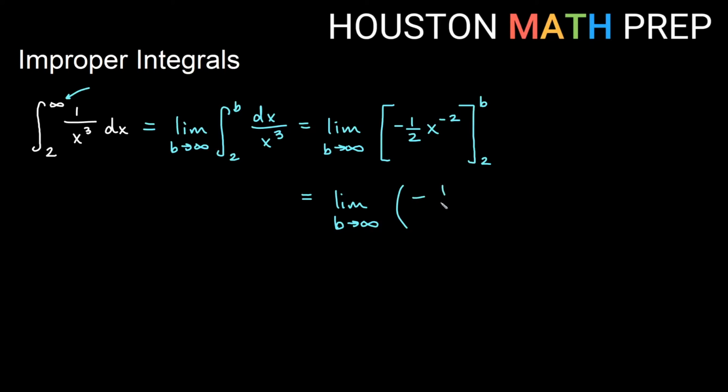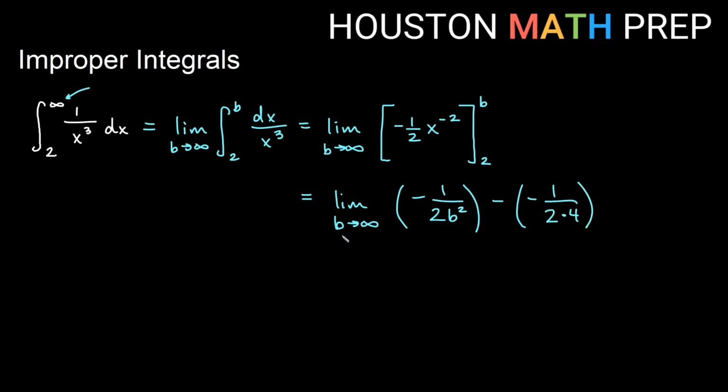So this x to the minus 2, that'll really be on the bottom, right? So it'll be 1 over 2b squared, minus negative 1 over 2 times, and then if I have x squared on the bottom and I plug in 2, that will give me 4.